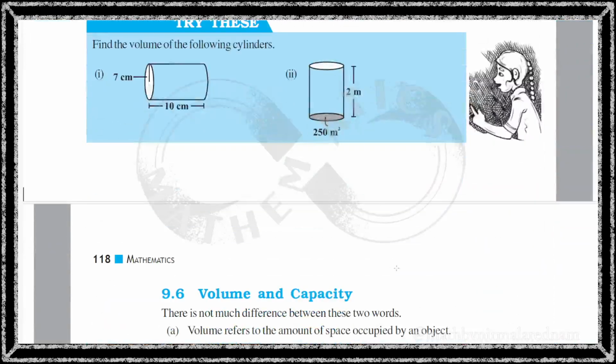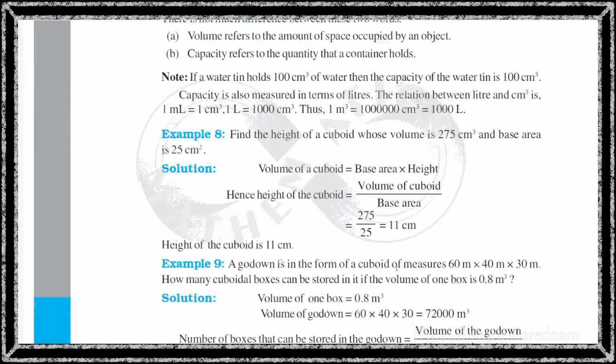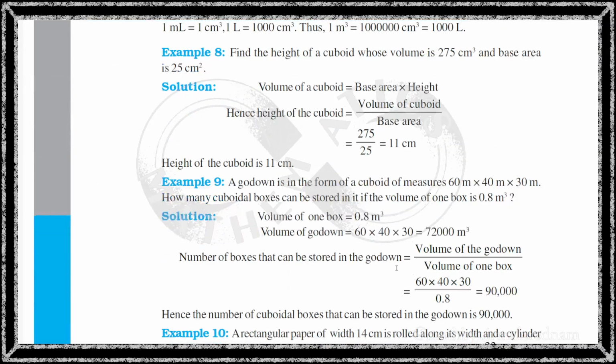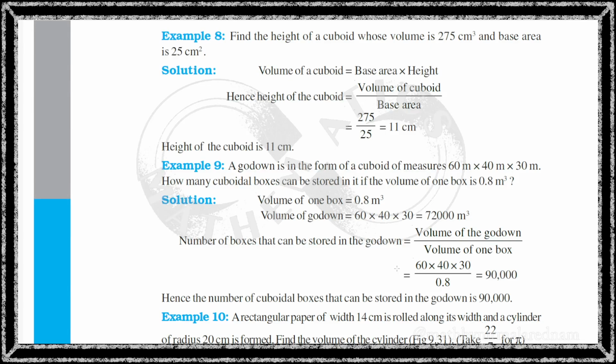The sums given regarding this particular concept of volume of a solid shape are pretty straightforward, and we will be finishing it very quickly. So let's look at the first example. Find the height of a cuboid whose volume is given as 275 centimeter cube and base area is given as 25 centimeter square.